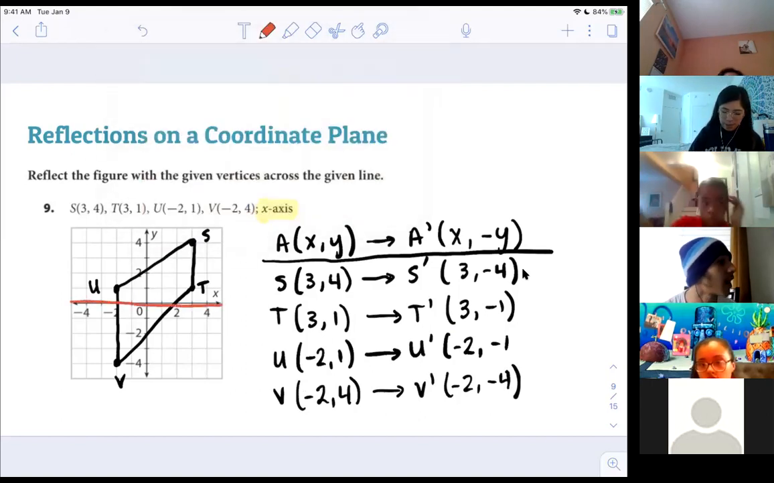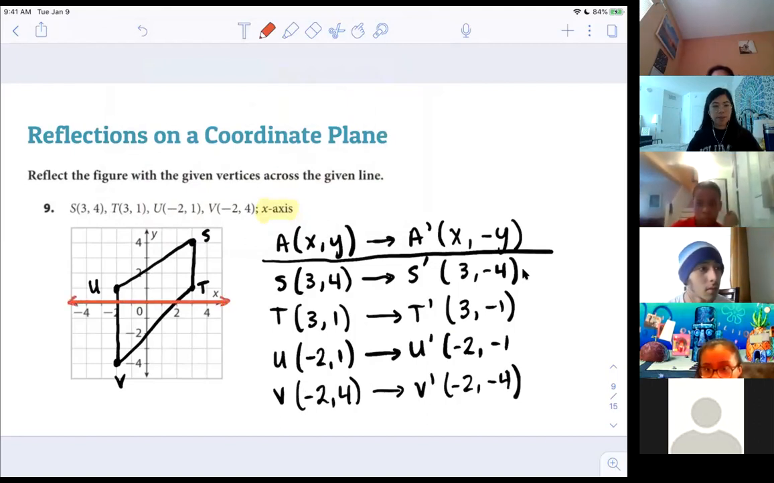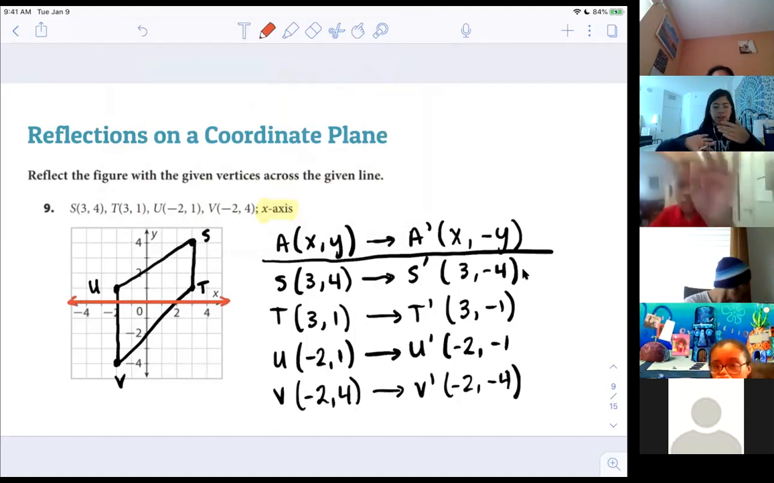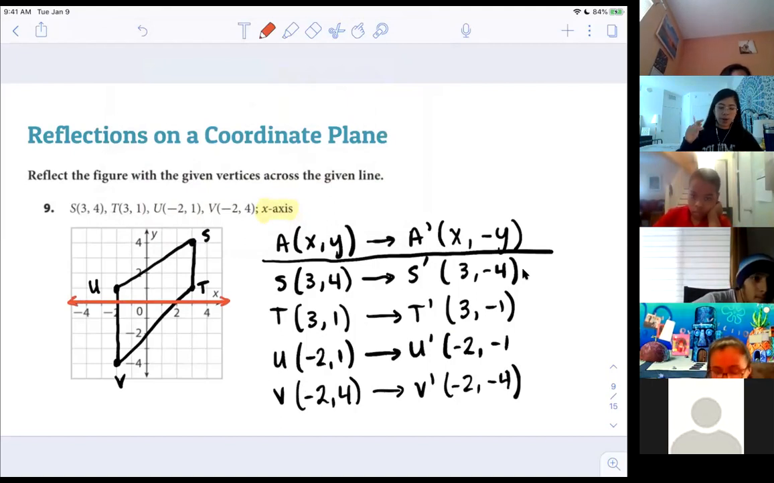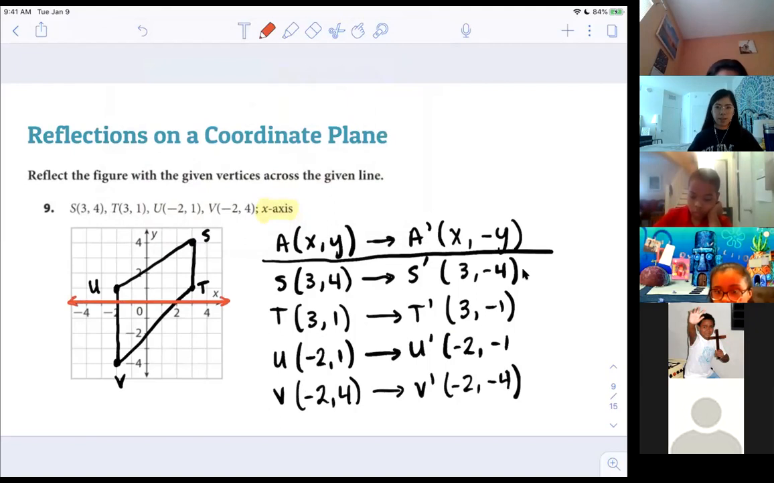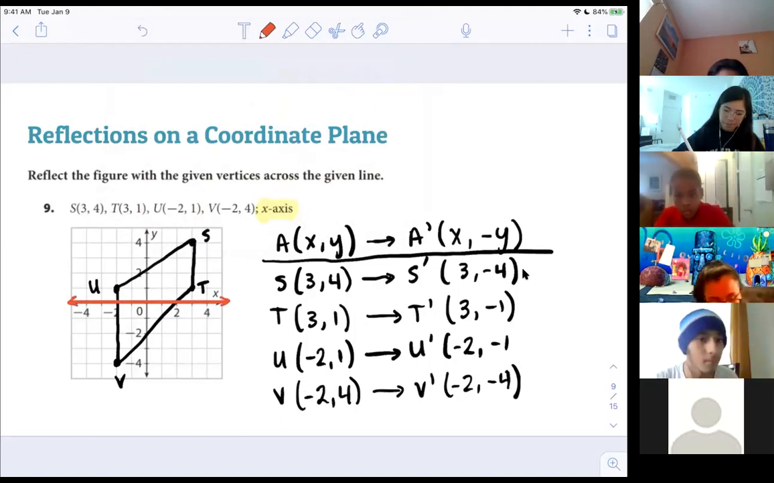So what's going to happen is my image is going to end up, this was similar to one of the problems we did before, it's going to kind of flip onto itself. So you're going to see that the points that are above the line will end up below the line, and the points that are below the line end up above the line. So everything kind of flips over itself. So let's see if that's true.